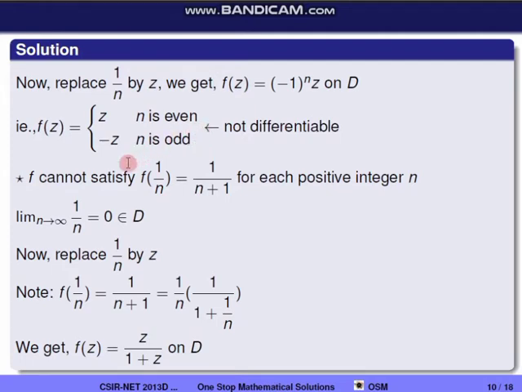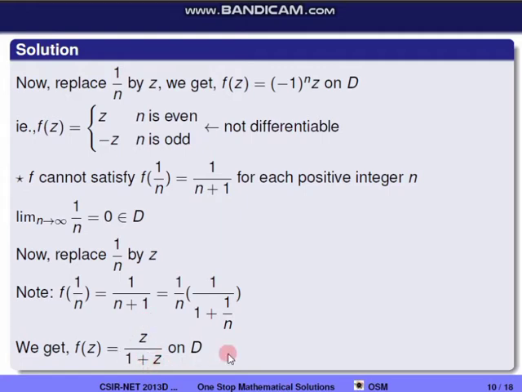So now we'll check the fourth option. f cannot satisfy f of 1 by n is equal to 1 by n plus 1 for each positive integer n. So find the limit point of this argument. So we are getting that is equal to 0, element of the unit disk D. So replace 1 by n by z. Before replacing, first of all, just rearrange f of 1 by n so that it is easier to replace. So f of 1 by n is given to be 1 by n plus 1. I am taking n common from the denominator. So this is equal to 1 by n into 1 by 1 plus 1 by n. Now replace it by z. So we get f of z is equal to z by 1 plus z on D.